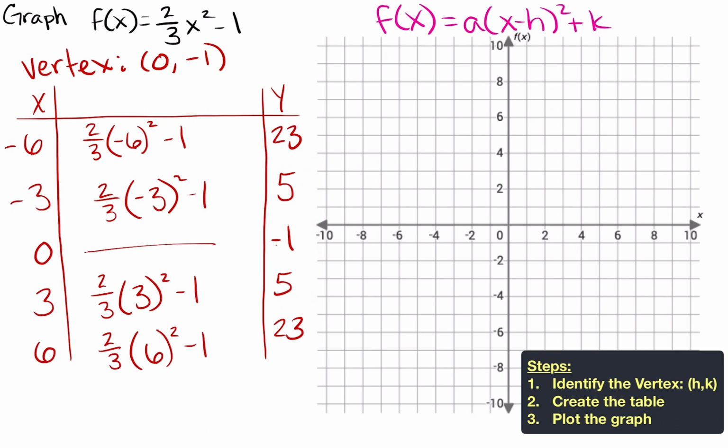Starting with the vertex, we get 0, -1. So starting at 0, we're going to go down to -1 and plot a point. Then we get the next point is 3, 5. And -3, 5. And from there we can draw to complete our parabola. Don't forget your arrows.